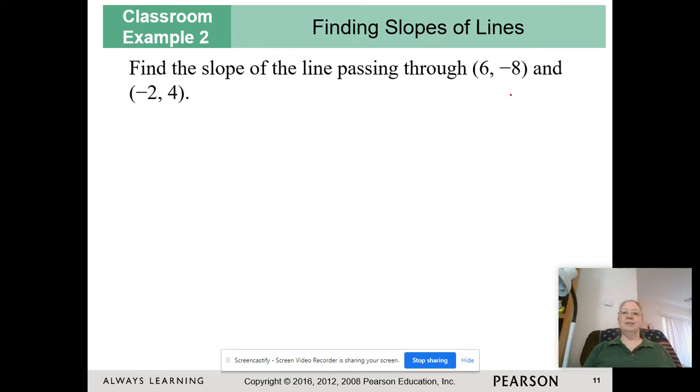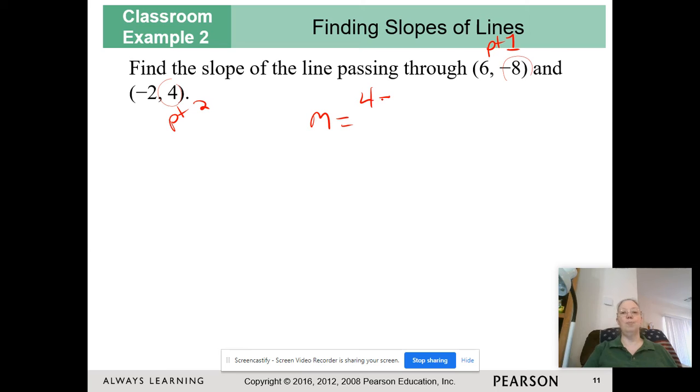Find the slope of the line passing through this point right here. So we're going to call this point 1, and we're going to call this point 2. Like I said, it doesn't matter. You get the same answer, whichever one's point 1 and whichever one's point 2. So we're going to take our second y value, which is 4. We're going to subtract our first y value.